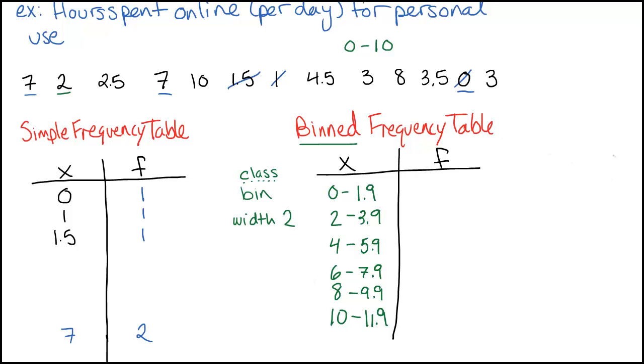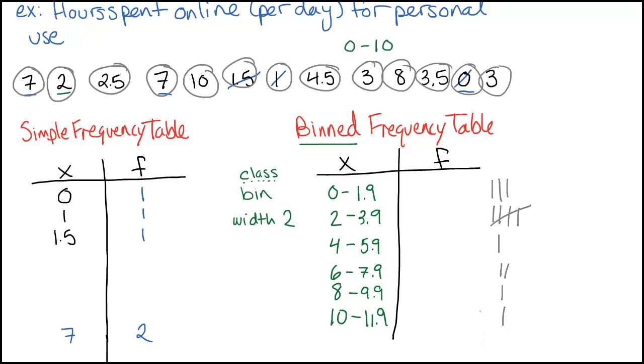And then I'm going to go ahead and do our frequency for each class. And to make this a little bit easier, I'm going to go in order of the data and just put tally marks into the group. So when I look at the number 7, I say, okay, that belongs in this 6 to 7.9 group. I'm going to put a tally mark next to that. When we look at the number 2, that would go into this second bin. 2.5, also the second bin, and so on. So keep going through the data, and then when we get to the end, we'll write our frequencies.